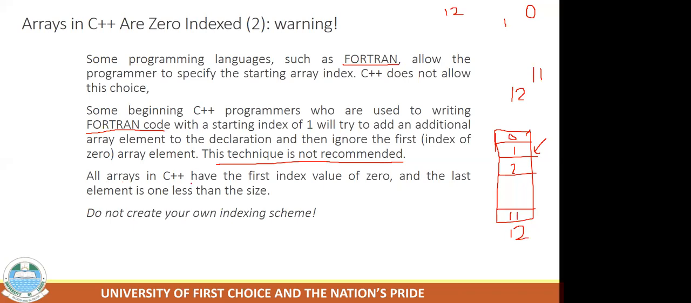All arrays in C++ have the first index value of 0, and the last element is 1 less than the size. So please, as a note of warning, don't create your own indexing scheme. You follow the rules.